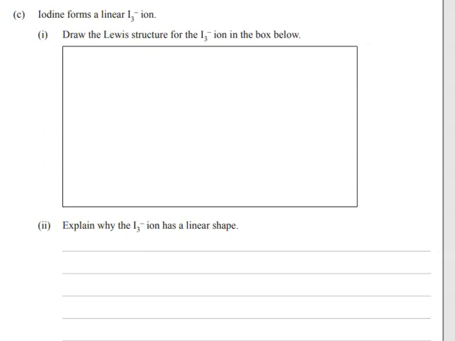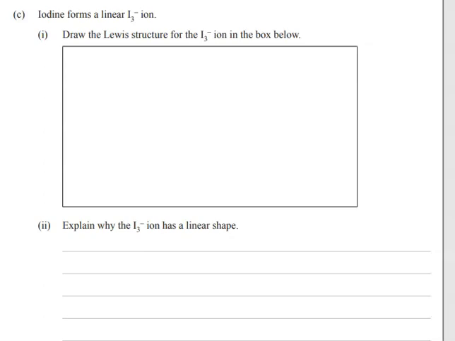Hi and welcome to today's video where I'm going to show you a little bit about how to go about answering Lewis diagram and shape questions in your exam. So what I've got here is the 2017 Structure and Bonding exam question. In this question, there's a question about iodine forming the linear I3 minus ion, drawing the Lewis diagram for it and then explaining why it has a linear shape.